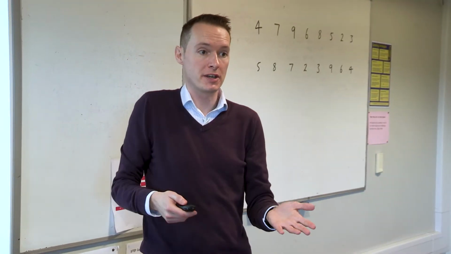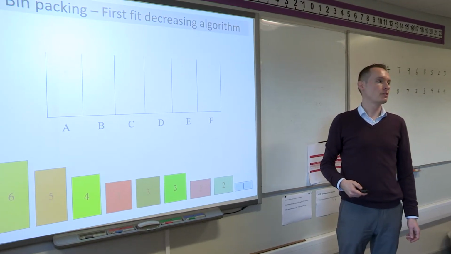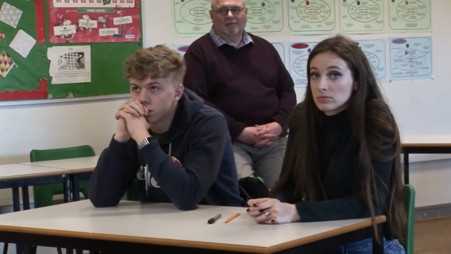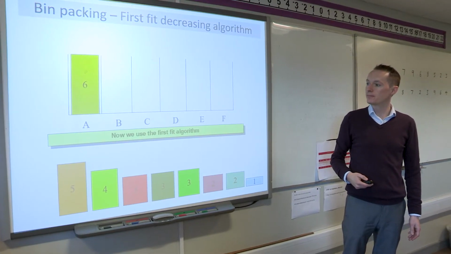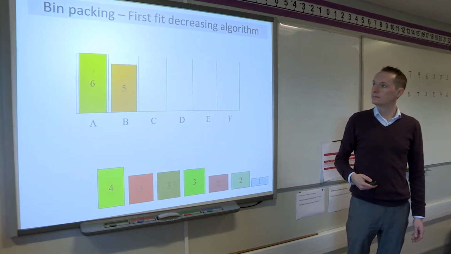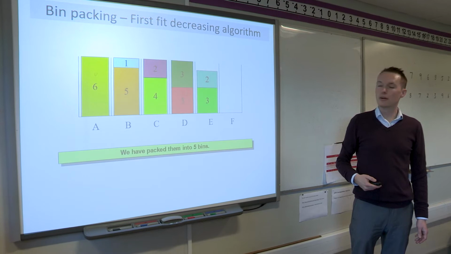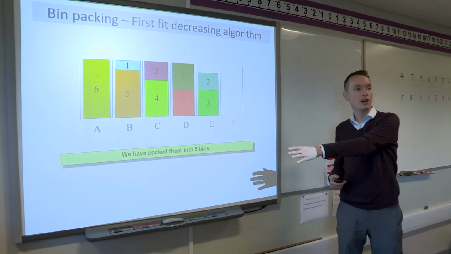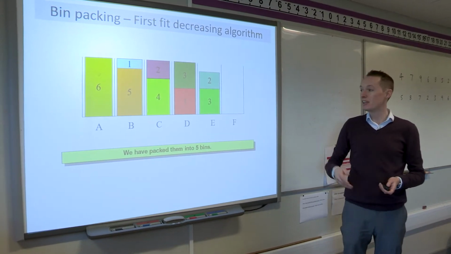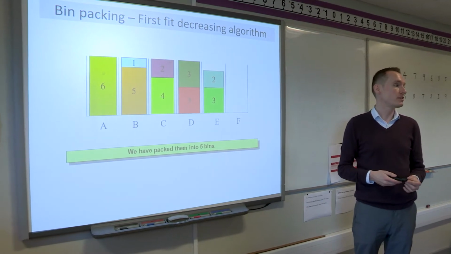Let's take the idea of starting with the big one first. Putting everything in order, starting with the biggest one, going through to the smallest one. And let's work through that same process again and see what happens this time. Try each one in the first bin that it will fit. So there we go. By doing it that way, by starting with the larger items and then working through systematically, we've got to a situation where we've only used 5 bins rather than the 6.